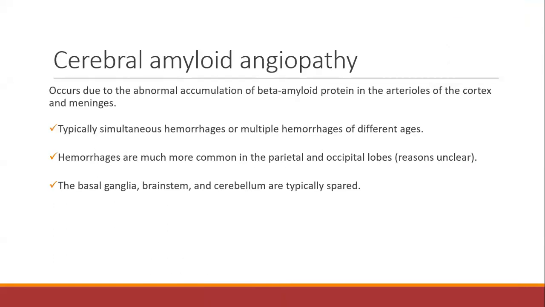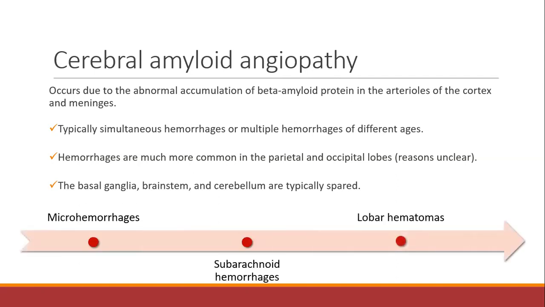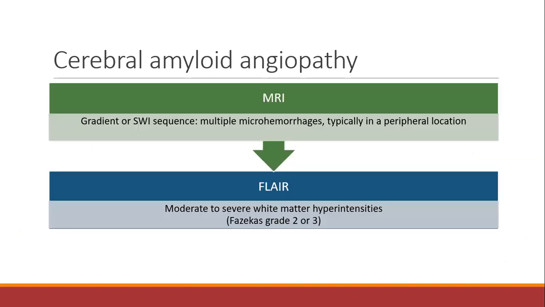So cerebral amyloid angiopathy, like you mentioned, there will be microhemorrhages of different ages, and these are much more common in the parietal and occipital lobes. The basal ganglia, brainstem, and cerebellum, which are the favorite sites of hypertensive microbleeds, are typically spared. And the patient can have a variety of types of hemorrhages. They can have microhemorrhages, subarachnoid hemorrhages, or even lobar hematomas.